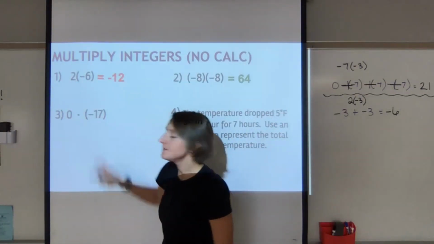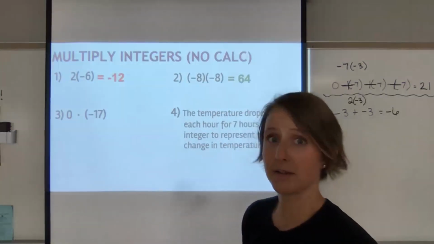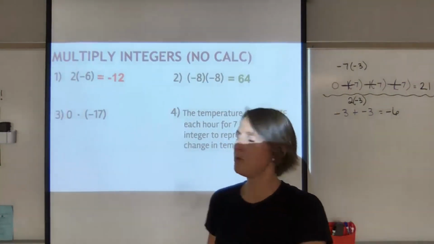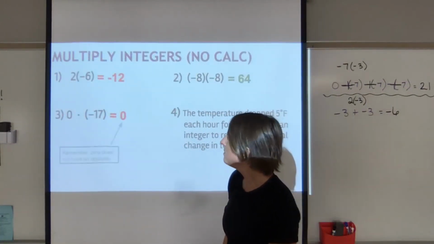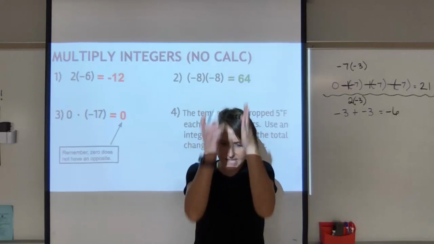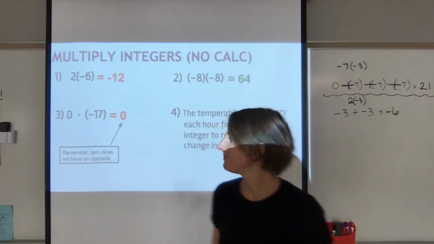0 times a negative 17. We know the answer is 0. But is it going to be positive or negative? Don't let me fool you here. You know it's just 0. There's no such thing as negative 0. Remember, 0 does not have an opposite. It's that neutral spot on a number line. It separates the positives from the negatives.